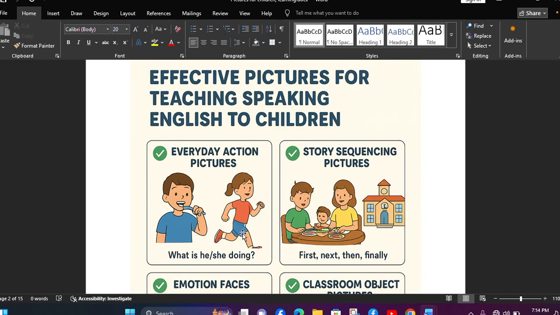Okay, and you can ask the student, oh, good. What is he doing? The boy is brushing. And you can ask the student, how about the girl? They will try to say the girl is running. What is the color of her shirt? And they will try to talk about it.